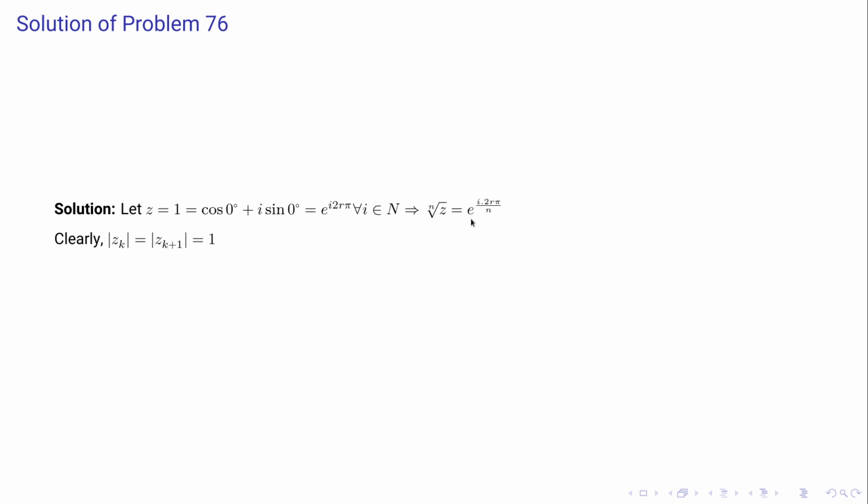Now the modulus of this is 1. So when we have the polar representation of a complex number z is equal to r into e to the power i theta, the modulus of e to the power i theta is 1 and the actual modulus of z will be r. Here r is 1, so mod of zk is equal to mod of zk plus 1 is equal to 1.